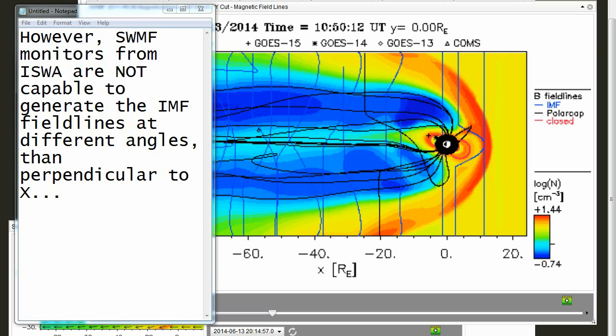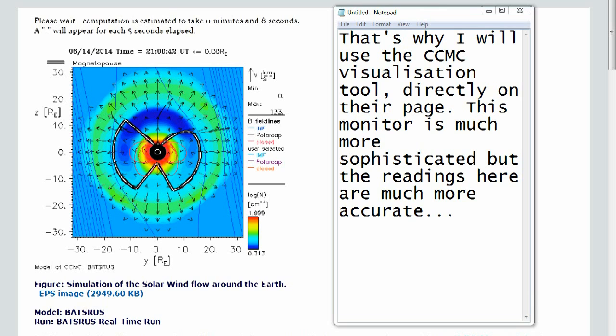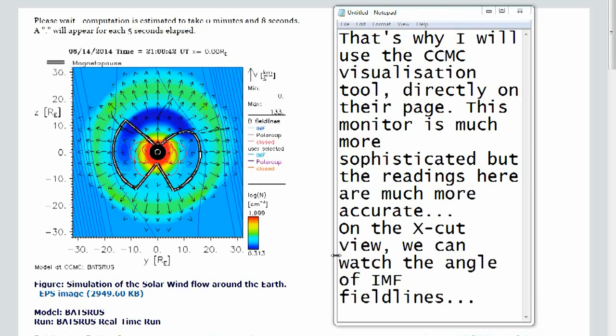However, SWMF monitors from ISWA are not capable to generate the IMF field lines at different angles than perpendicular to X. That's why I will use the CCMC visualization tool directly on their page. This monitor is much more sophisticated, but the readings here are much more accurate. On the XCAD view, we can watch the angle of IMF field lines.